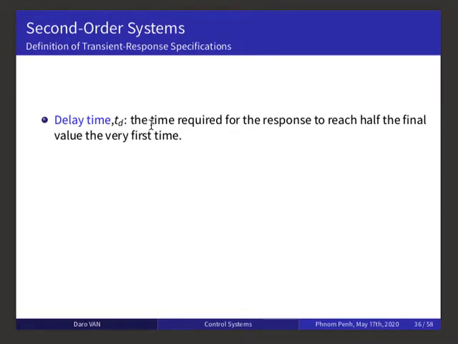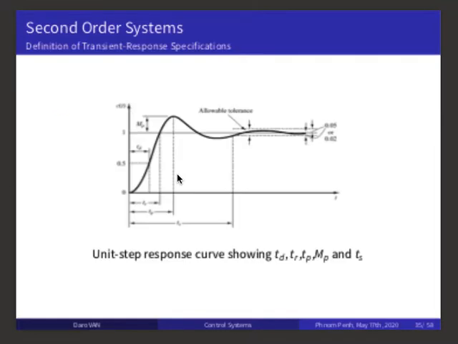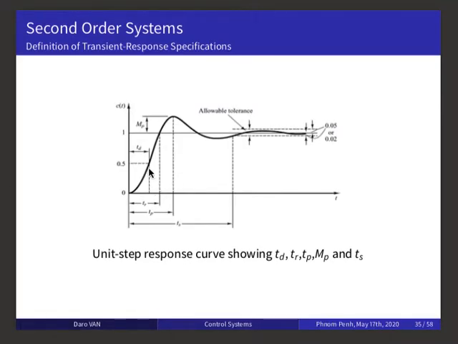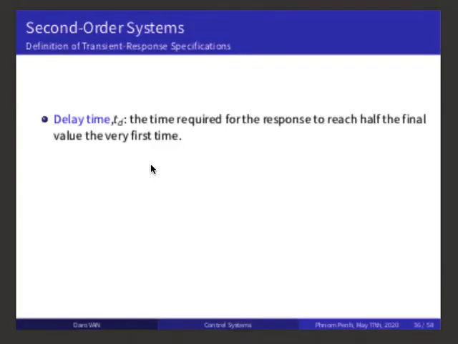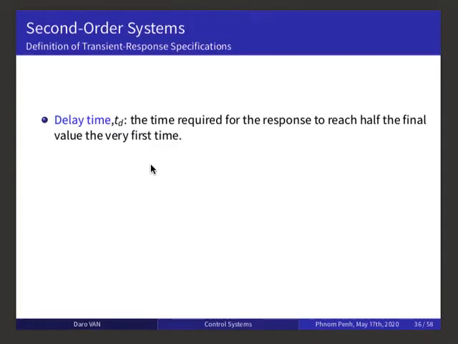Delay time TD is the time required for the response to reach half of the final value the very first time. The very first time it reaches TD, half of the final value.